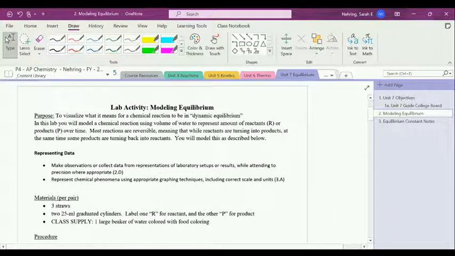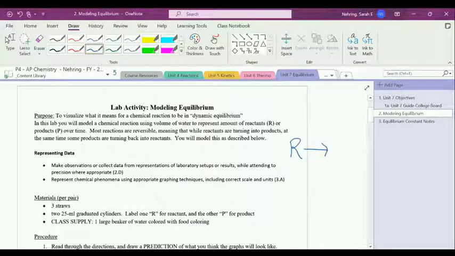And to understand equilibrium, we first have to come to terms with the idea that most reactions that we see are reversible. And that means that, typically we've seen reactions represented like this with one-way arrows where we show reactants turning into products, and we think that's that. But it turns out that most reactions in reality are reversible, meaning that reactants are turning into products. At the same time, products are turning back into reactants.